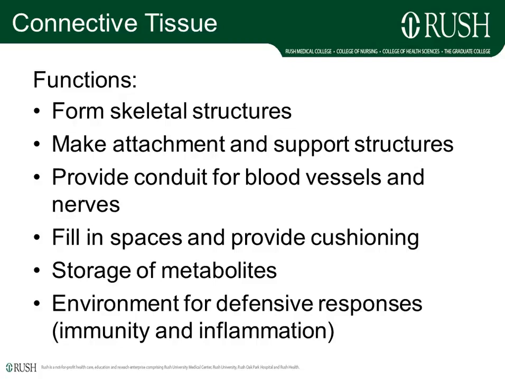For instance, filling in space, such as the connective tissue that underlies a lot of epithelial sheets, or cushioning, such as the fat that surrounds many organs and keeps them in place and provides cushioning for them. Also, fat provides storage of metabolites. And very importantly, as you're going to see in the next block, connective tissue is the environment for defensive response.